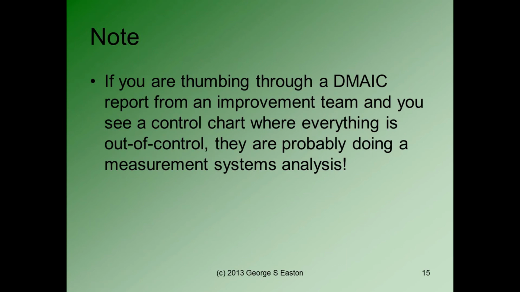So note now that if you happen to be thumbing through the report from a DMAIC project, an improvement team, and you suddenly see a control chart where almost everything is out of control, you can conclude that they're probably doing a measurement system analysis. You might want to read the report in detail to check it, but that's the usual case when you see a control chart where almost everything is out of control.